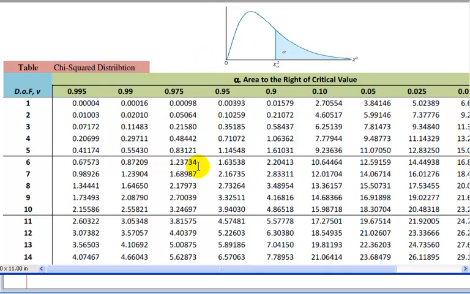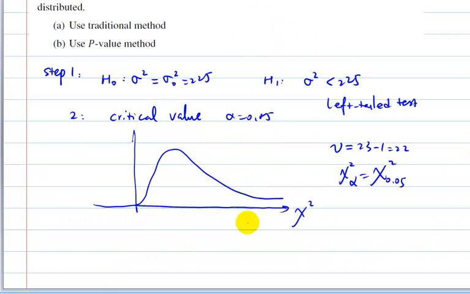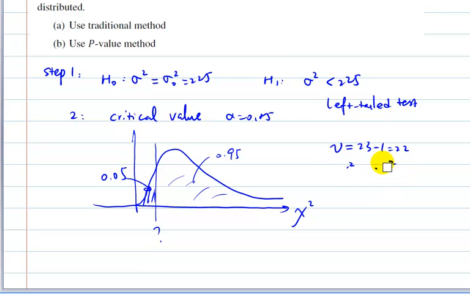Then how should I make use of the table? Let's go back to the table. You're looking for a certain value, and this portion is 0.05. If this is 0.05, guess what? Over this region you're going to have 0.95. So from the table, you should look for the chi value at 95%, with this degree of freedom.